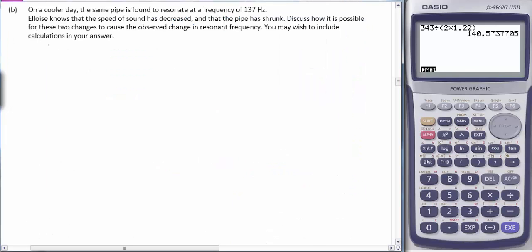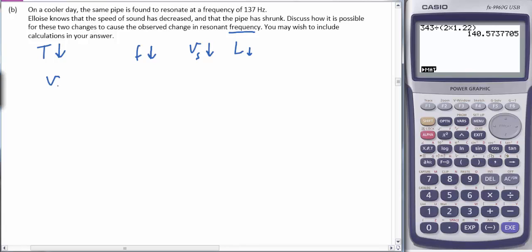Question B, on a cooler day, so that tells me that temperature has gone down, the same pipe is found to resonate at a frequency of 137 Hz. And so that tells me that the frequency has gone down. Eloise knows that the speed of sound has decreased, so we know that the velocity of sound has gone down, and that the pipe has shrunk, and so the L has gone down. Discuss how it is possible for these two changes to cause the observed change in resonant frequency. So we're talking about the frequency. You may wish to include calculations in your answer.